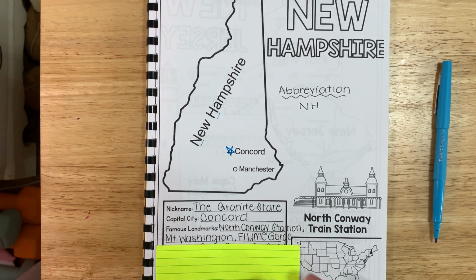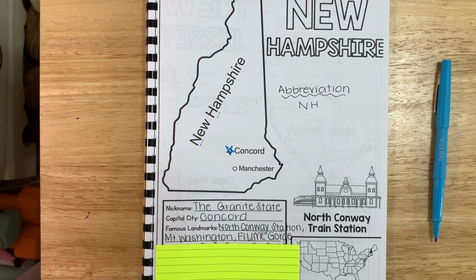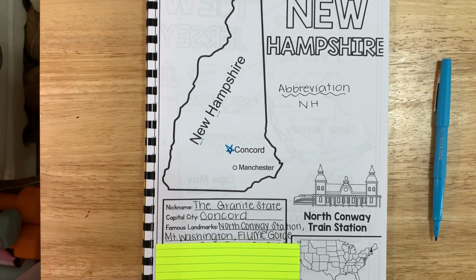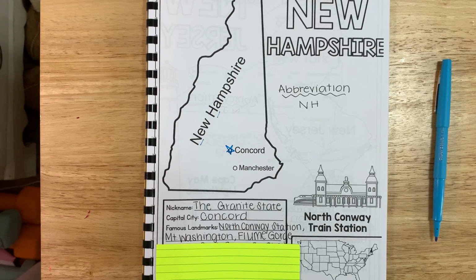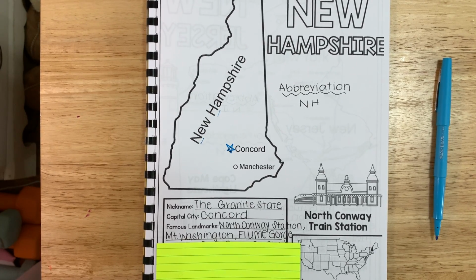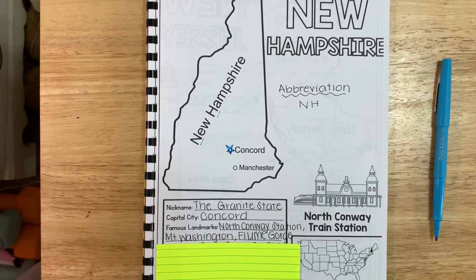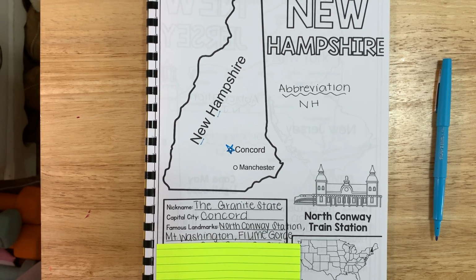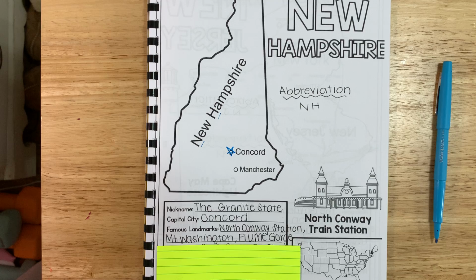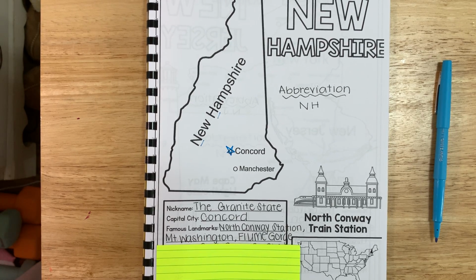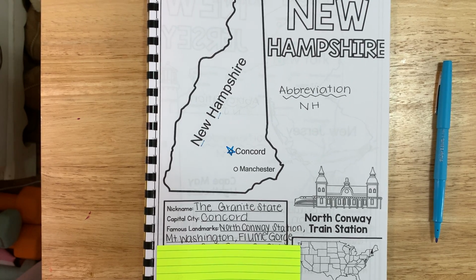And some famous landmarks are the North Conway train station, very historical. And then we have Mount Washington and Flume Gorge. Again, there's plenty of mountains, polar caves, everything that's in New Hampshire to explore. These are just some of the more popular ones, or the more common, I guess you could say.